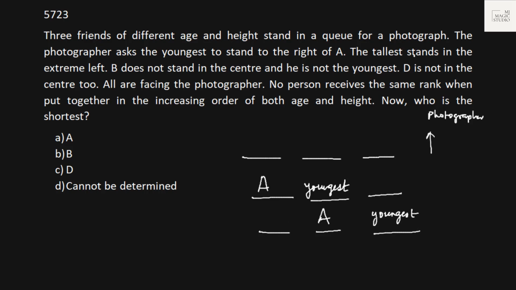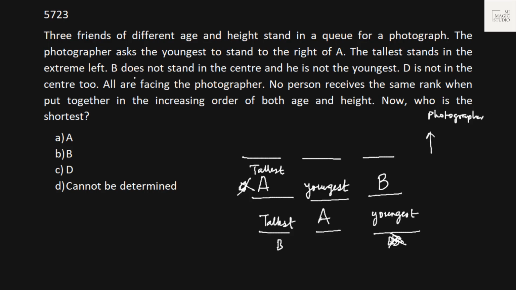We are open with options. The tallest stands in the extreme left. That means this is not the fit. This can be the fit. This can be the tallest. A can be the tallest. B does not stand in the center. If B is not in the center, in the first case, B should be here. And in this case, again, B can be anywhere. And he is not the youngest. B is not the youngest. So B is not here.